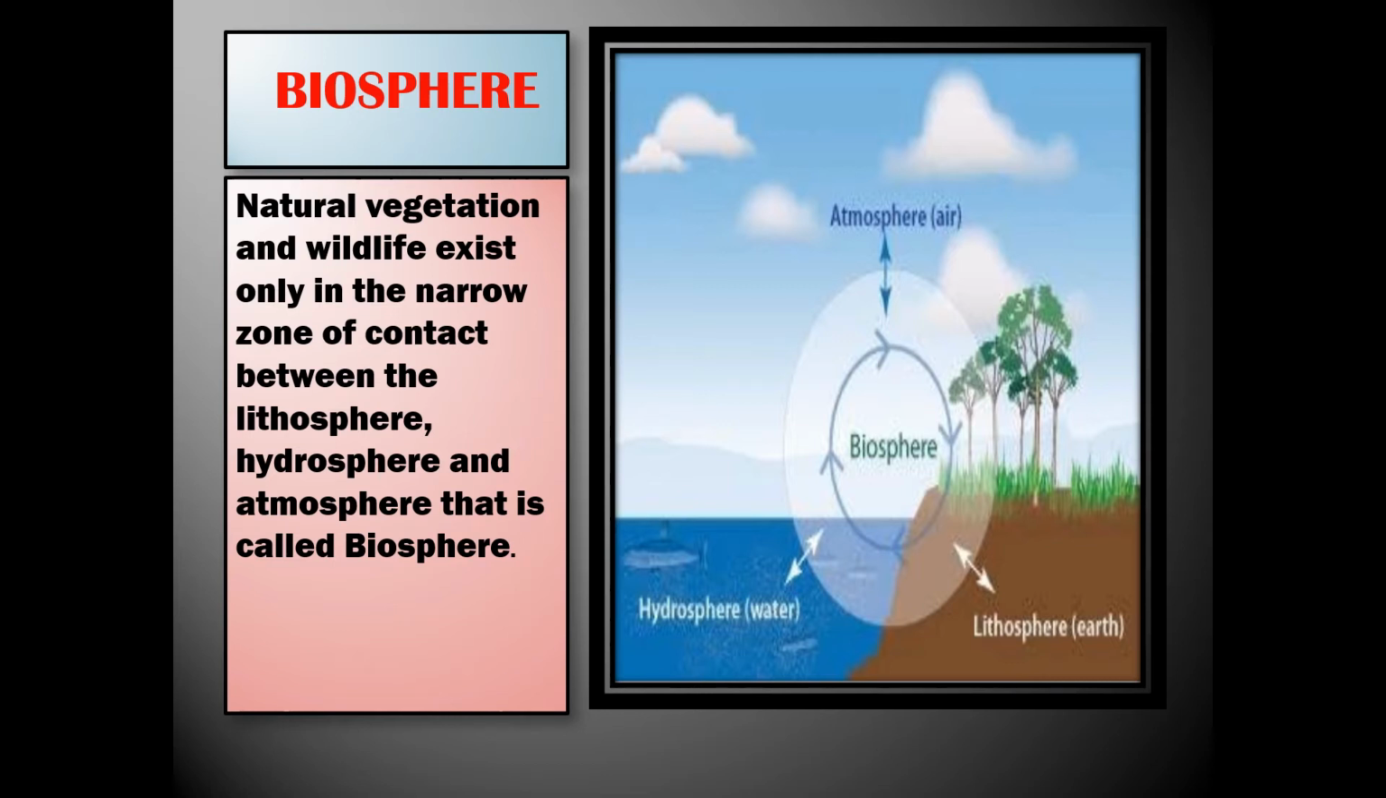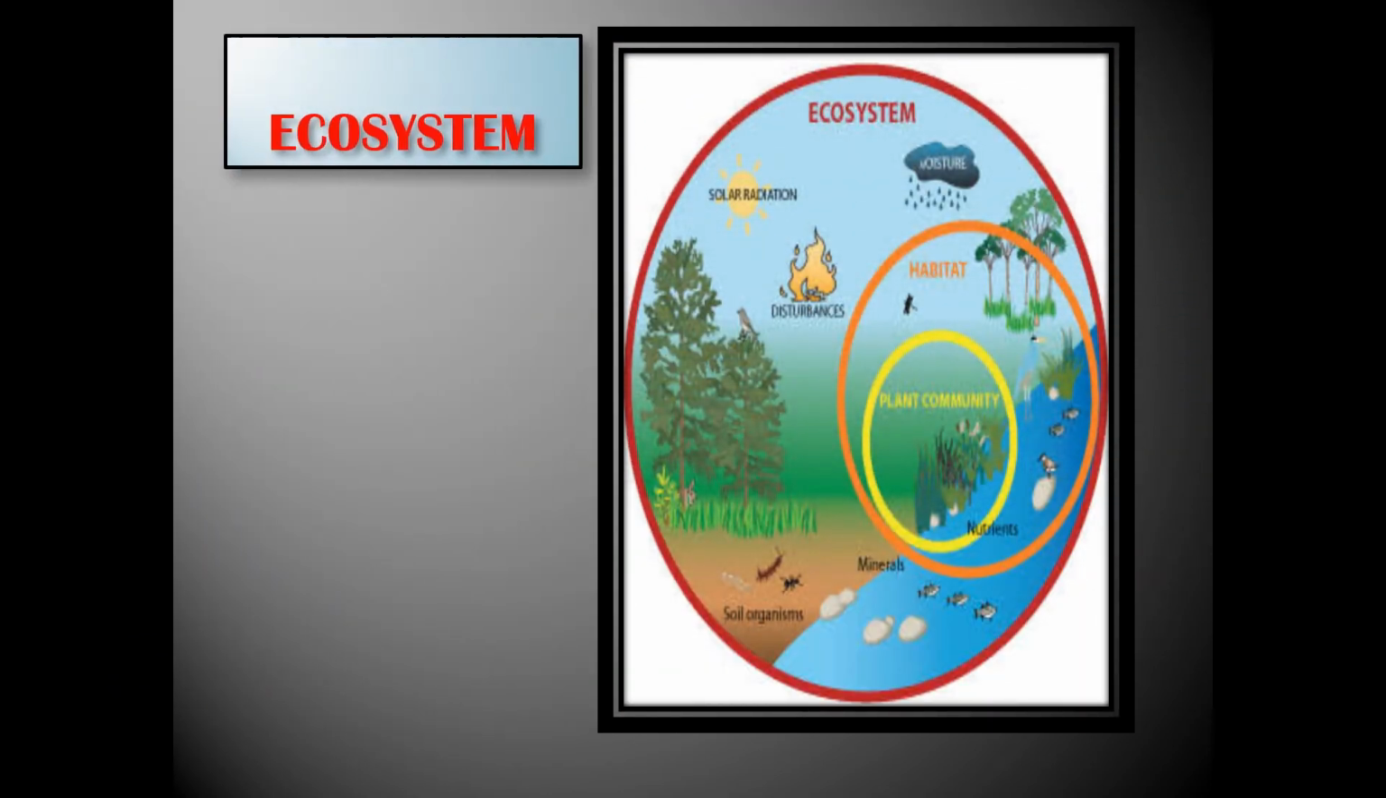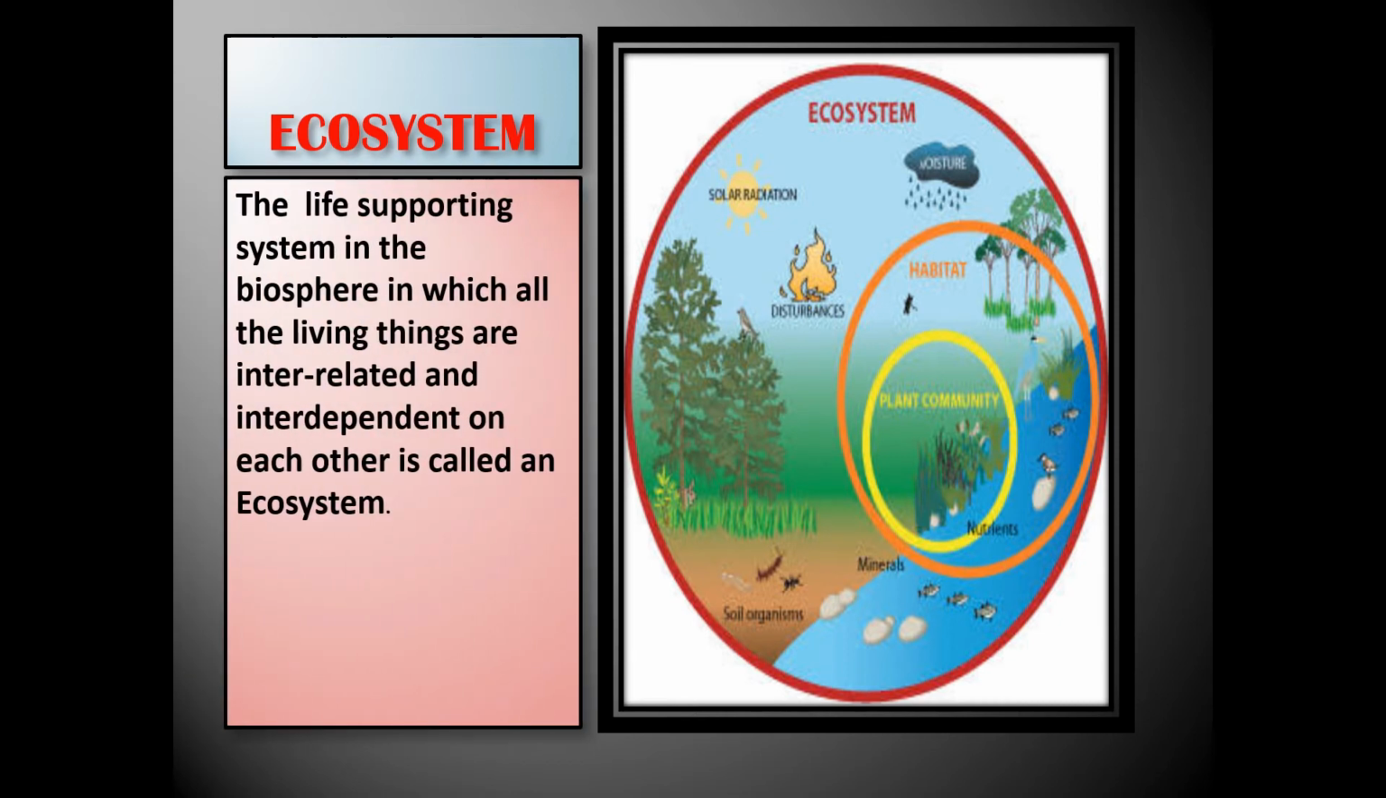So now let's know about the system of which we were talking. That is the ecosystem. What is the ecosystem? The life-supporting system in the biosphere, in which all the living things, plants, humans, and animals, are interrelated and interdependent on each other, is called the ecosystem. And this supporting system is very much essential to balance the ecological system of nature.